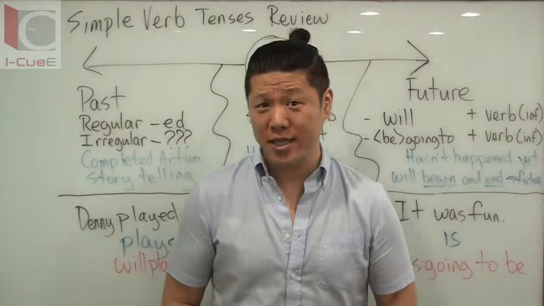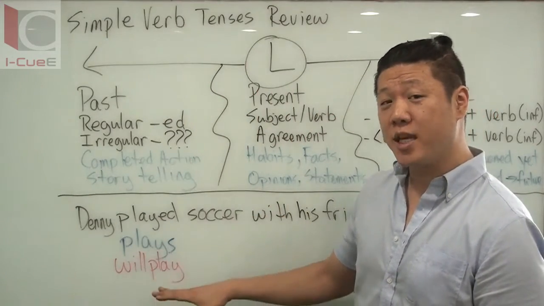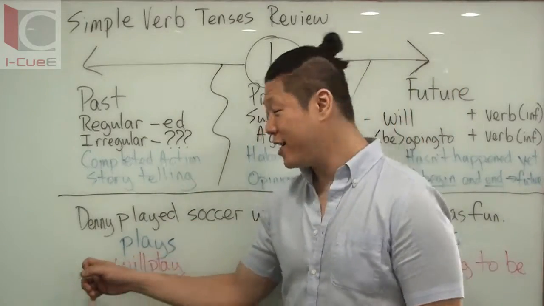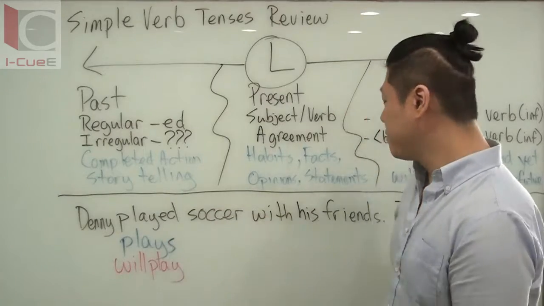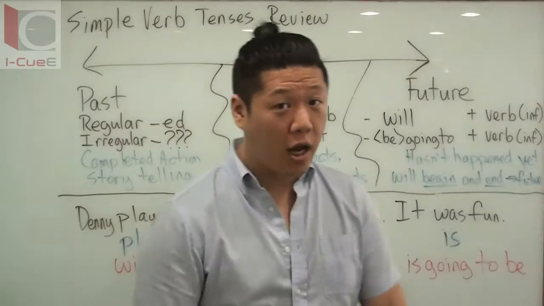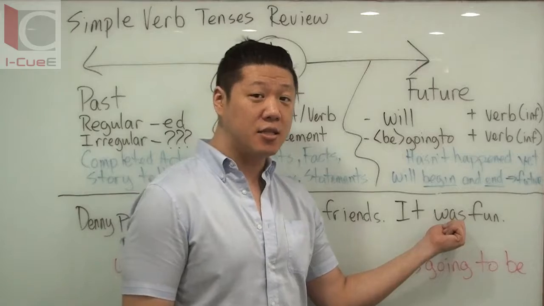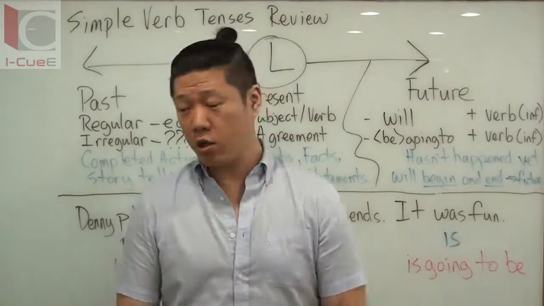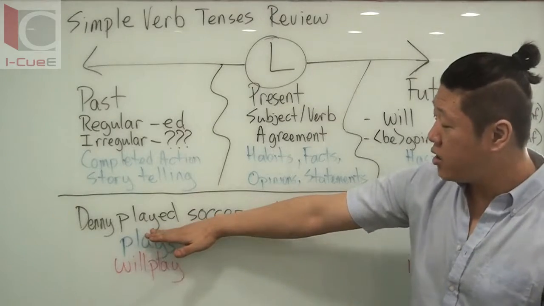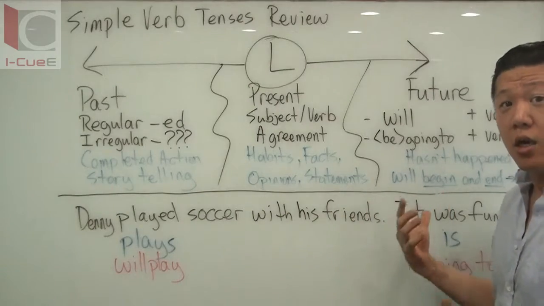Let's look at some examples that we have, using the word play, right? We're going to go through the same sentence in the past, present, and future simple tenses. So using my name, right? Denny played soccer with his friends. Okay? So ed, regular verb, played soccer with his friends. It was fun. Was is the past tense of the be verb. Okay? So all of these are going to be connected. If your first sentence is simple past, your second sentence, if they go together, should also be simple past.